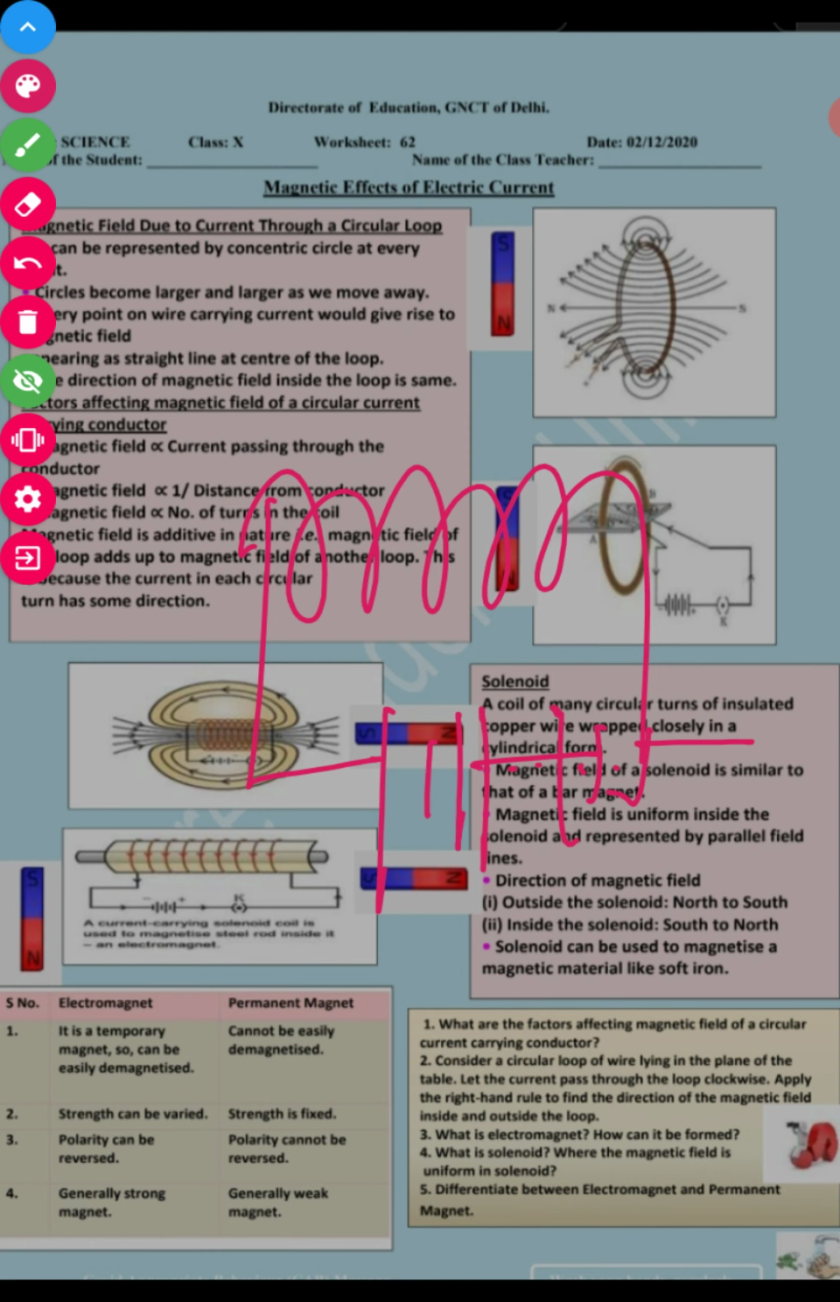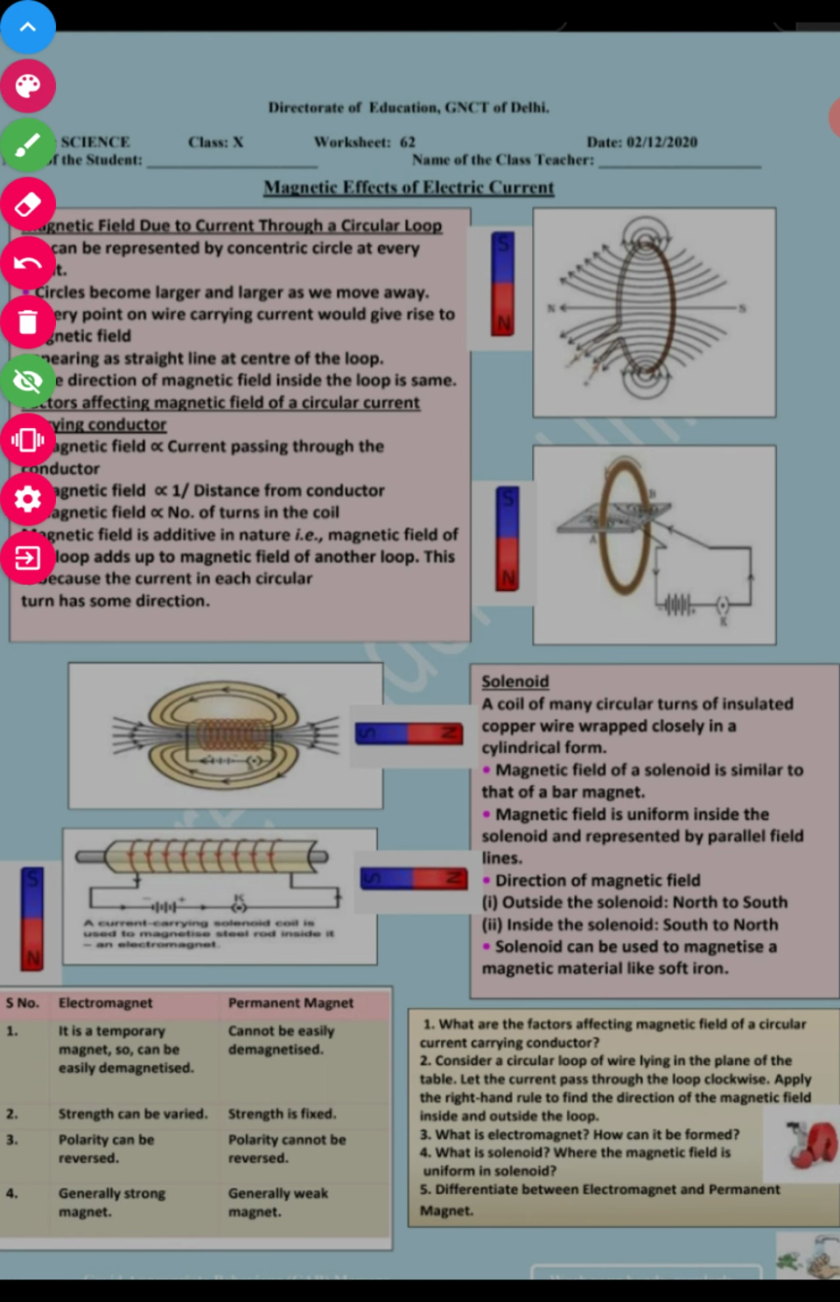The magnetic field is uniform inside the solenoid and is represented by parallel field lines. Direction of magnetic field outside the solenoid is from north to south, but inside the solenoid it is south to north. A solenoid can be used to magnetize a magnetic material like a soft iron core. See this figure: the solenoid is used to magnetize this soft iron core.